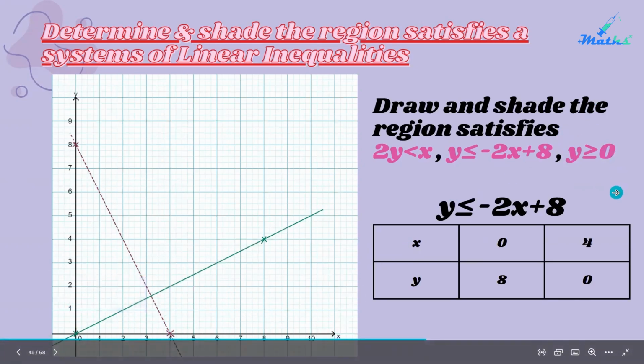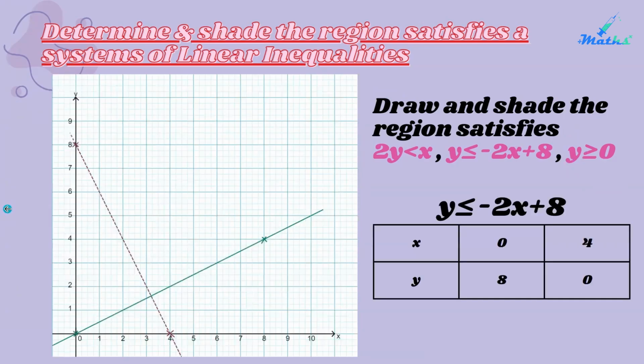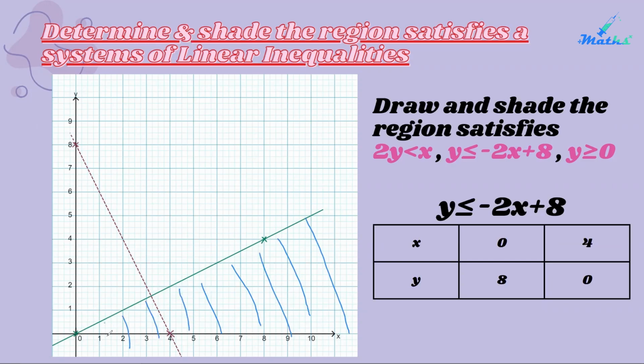Okay, so next we need to take, so this is the answer. Before that, let me explain, so let me draw. For the first line, 2y less than x, this is the line. Less than, so we need to get the region below here. So all of this is less than.